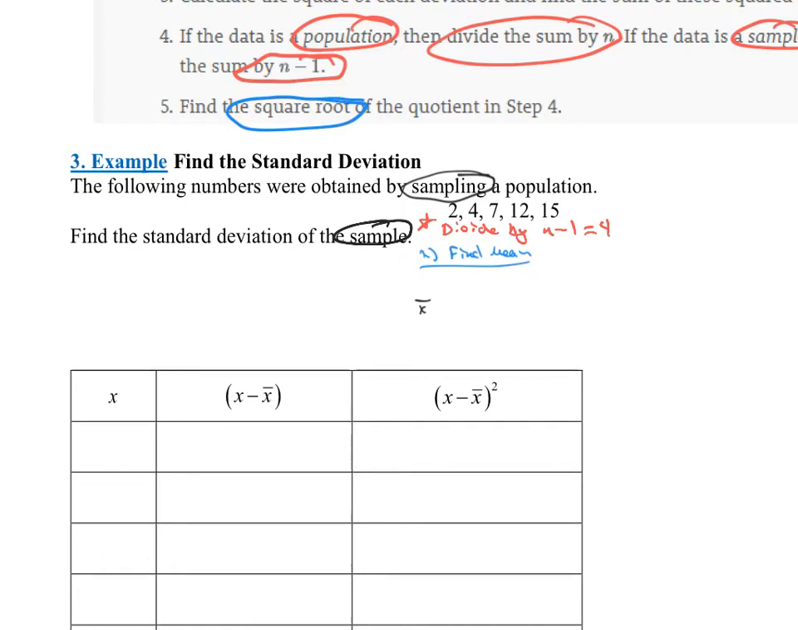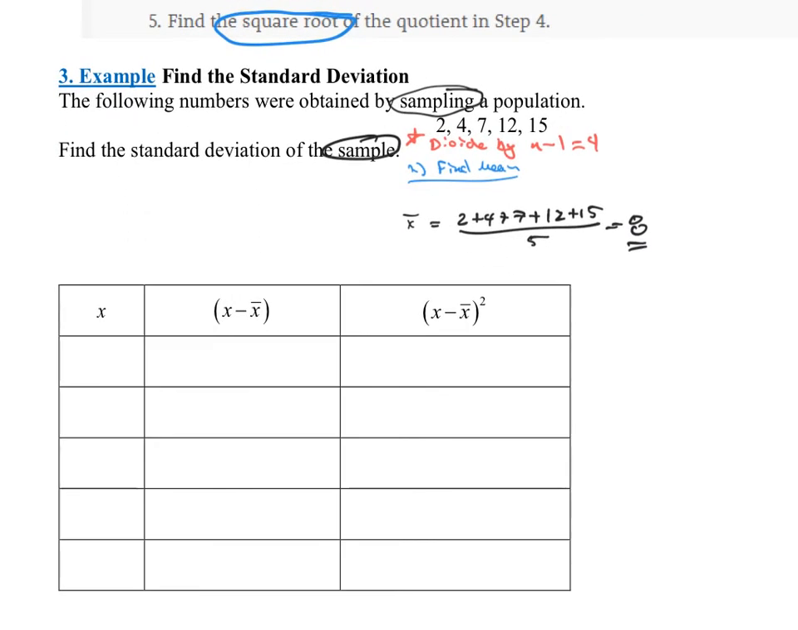Okay, let's go back to that mean. The mean, we're going to add them together. 2 plus 4 plus 7 plus 12 plus 15. There's 5 of them, so we divide it by 5. Looks like I'm getting a mean value of 8. Please do so along in your calculator and double check everything. So that's my mean. That's the first step, very important step.